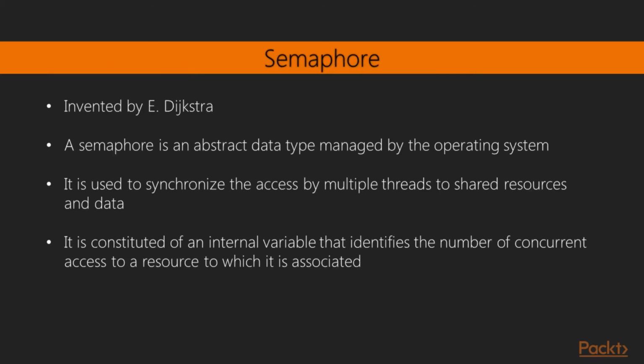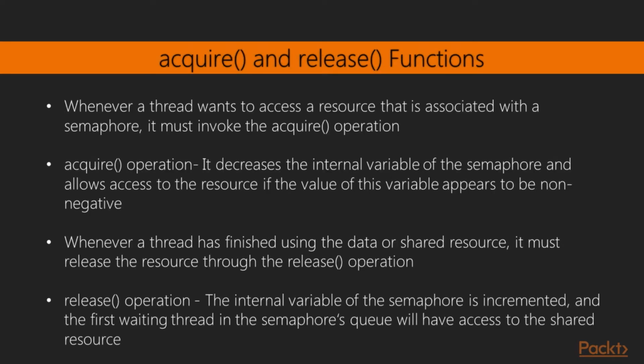Invented by E. Dijkstra and used for the first time in the operating system, a semaphore is an abstract data type managed by the operating system used to synchronize the access by multiple threads to shared resources and data. Essentially, a semaphore is constituted of an internal variable that identifies the number of concurrent accesses to a resource to which it is associated. Also, in the threading module, the operation of a semaphore is based on the two functions acquire() and release(), as explained.